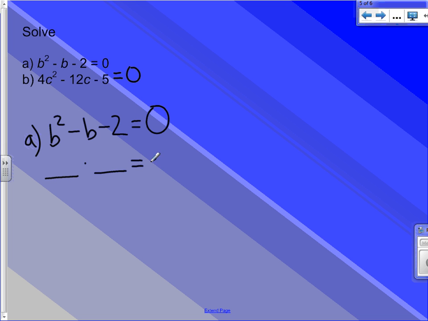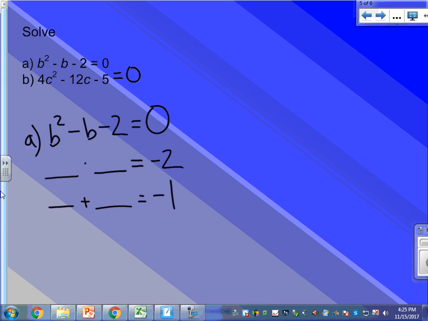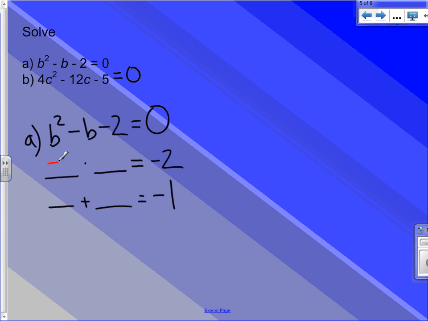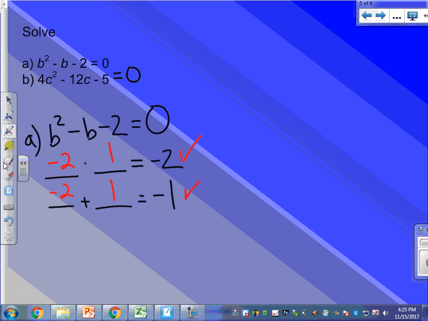We need 2 numbers that multiply to -2, but those same 2 numbers have to add to -1. What 2 numbers make that happen? How about -2 and +1? I think that works, right? Let's check. -2 times 1 is -2. That matches the right side. -2 plus 1 is -1. That matches the right side. These are, in fact, the numbers that make that magic happen.